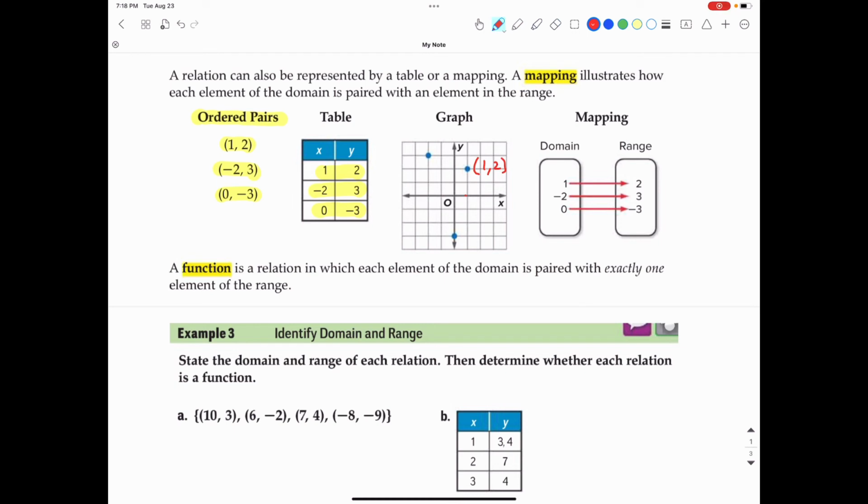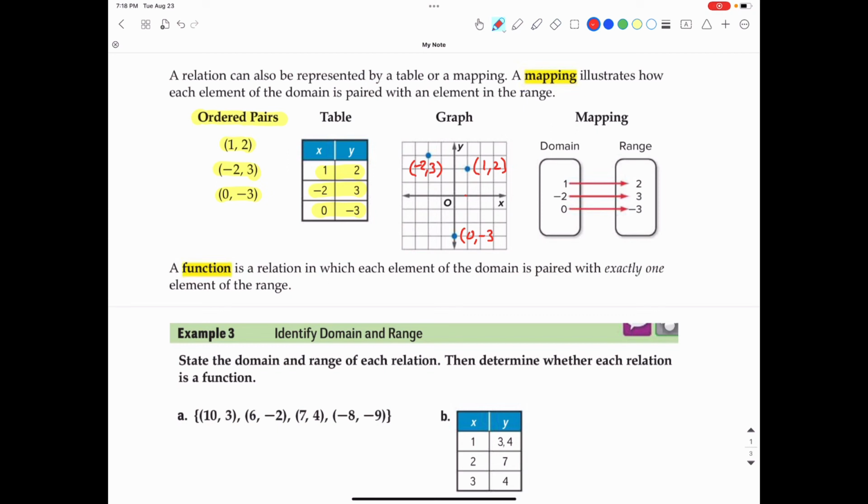And this point to the left, that point is located 2 to the left from the origin and 3 up, so that's negative 2, 3. And this point at the very bottom of the graph doesn't go left or right at all, but just goes down 3 units, so that is the point 0, negative 3. So notice that is actually showing the exact same relation as what's in the ordered pairs in the table.